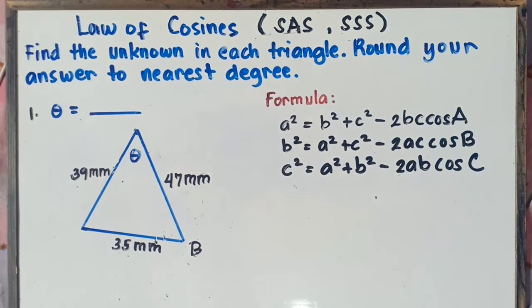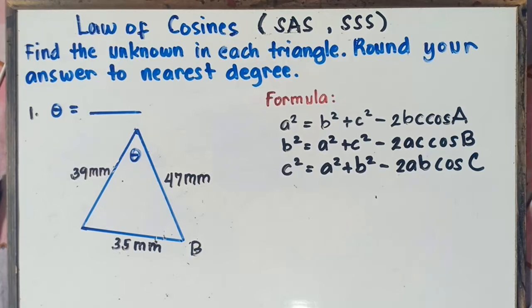Our topic for today's class is all about the law of cosines, and we're told to find the unknown in each triangle, and then we're going to round off the answer to the nearest degree. So without further ado, let's do this topic. I will give you two examples for you to really understand this, and we'll be answering this step by step.